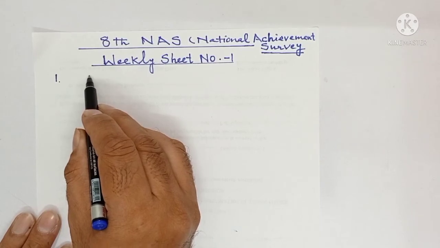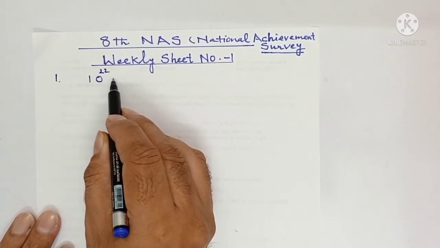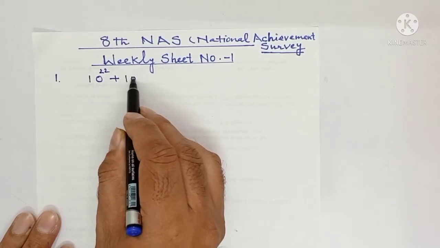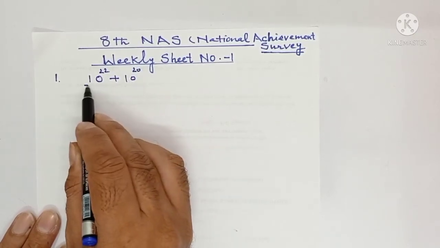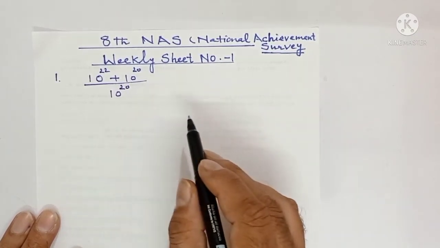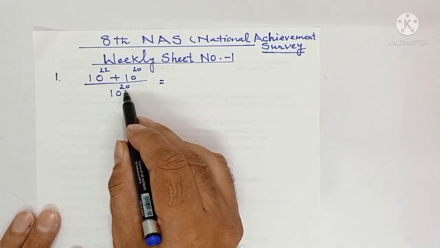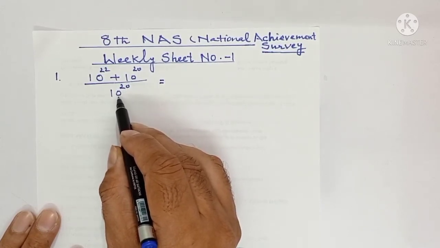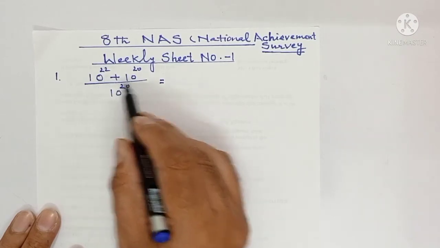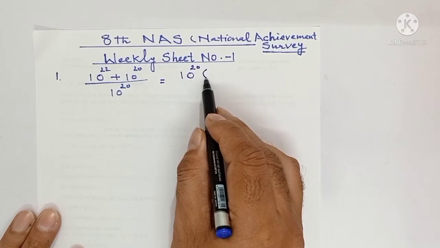So see here, one question is the value of (10^22 + 10^20) / 10^20. Options are also given A, B, C, D. So let's solve. Here you can see the minimum power of 10 in the denominator is 20. So in the numerator you can take 10^20 common.